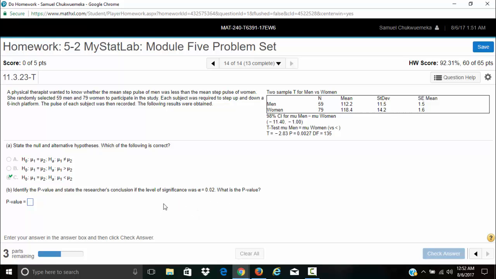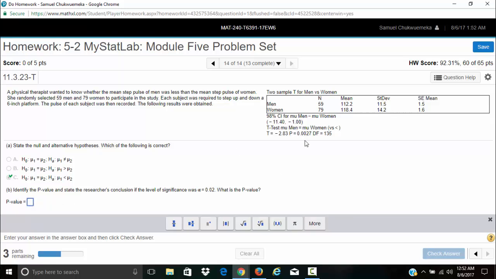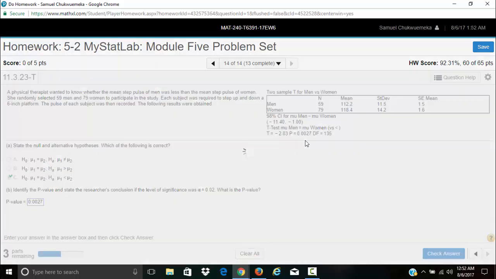P-value, identify the p-value. They wrote it here already for us. Identify the p-value and state the researcher's conclusion if the level of significance was 2%. What is the p-value? They wrote it right here, and that is 0.0027.